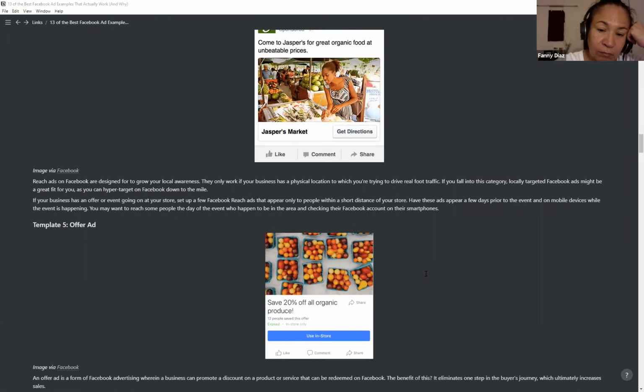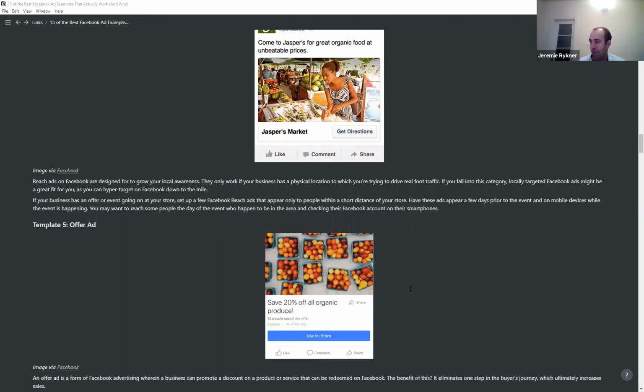Another type of ad is an offer ad. Here you have an example of a discount or a coupon. People are offering a 20% discount, and they're telling you some additional information about this as well. So what do you see here, what are the next elements of this ad that are trying to really entice people, motivate people to take action?